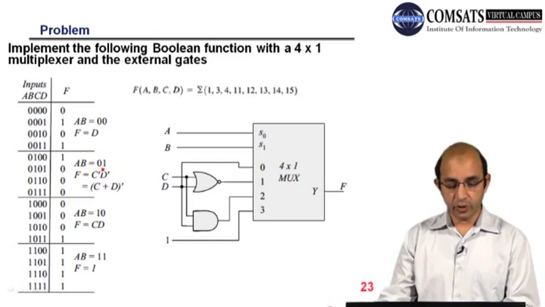When AB is equal to 0 1, we have made the classes. So for AB we have 0 0, 0 1, 1 0, 1 1. For AB 0 1, we have F is equal to C bar D bar, or you can say this is the NOR gate. For AB 1 0, we have CD. For AB 1 1, F is equal to 1.